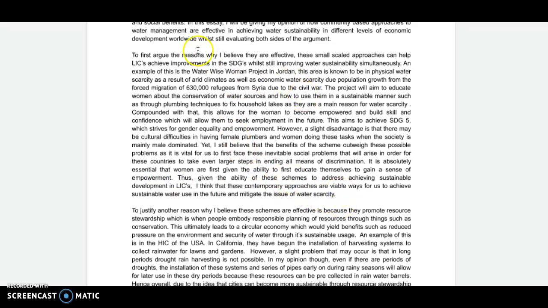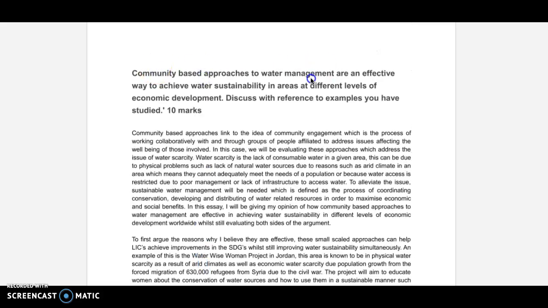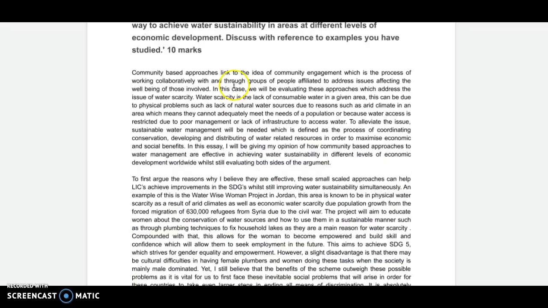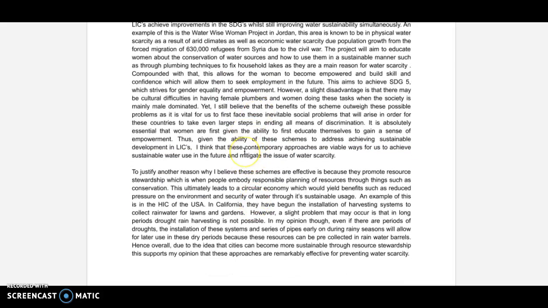So what we saw here is that I started off arguing for this statement. So I'm saying they are effective, and I'm saying why they're effective, but then I'm saying, however, there might be some drawbacks like this or this, but then I'm saying, nevertheless, I think it's still an effective way because you have to target these issues. So I'm giving a conclusion to the different evaluative points, and that's linking back to the question. So I'm agreeing with the statement essentially.